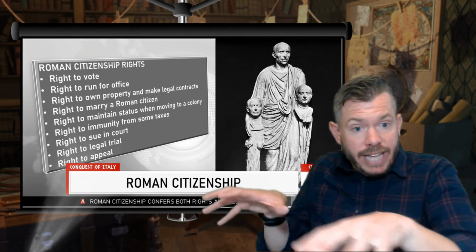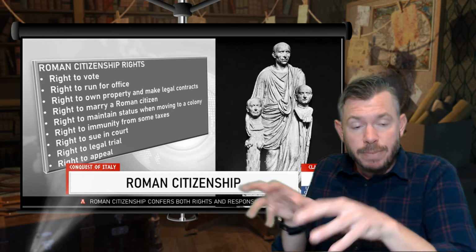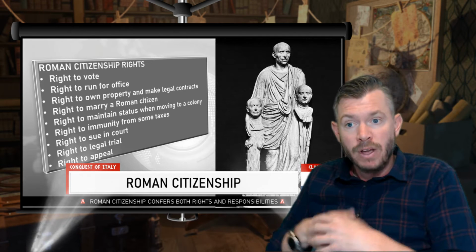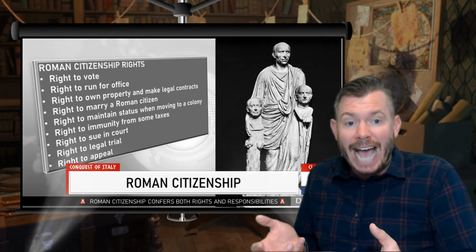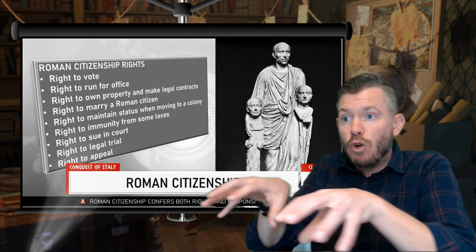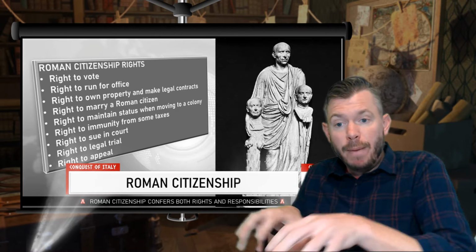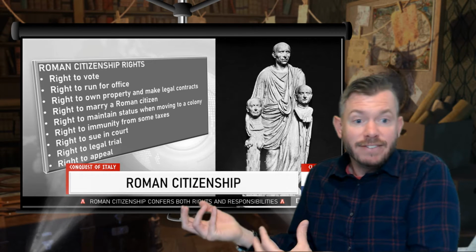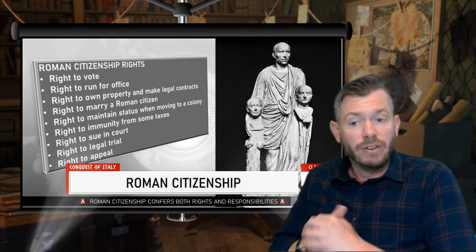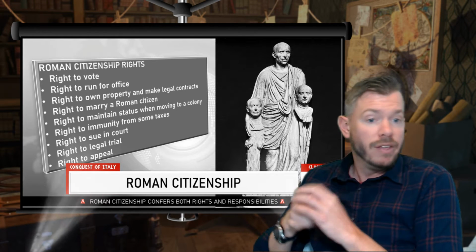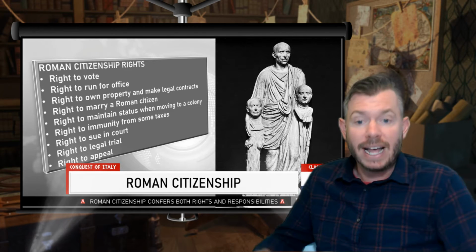You maintain your status whenever you move around the empire. Later on, there are a lot of Roman colonies, but you retain your status as a Roman once you get Roman citizenship. You're immune from some taxes, and this happens especially as Rome starts to expand. They're able to take money from the areas that they're conquering, and they give tax breaks to their citizens. Then it gives you a series of other legal benefits as well: the ability to sue, the right to a trial, the right to appeal, that sort of thing.